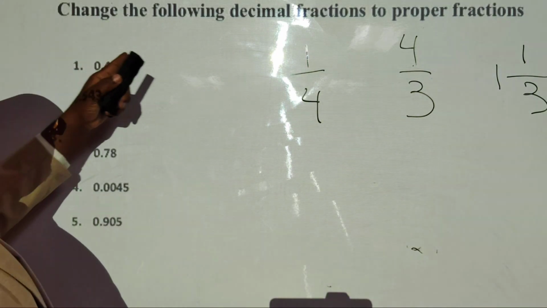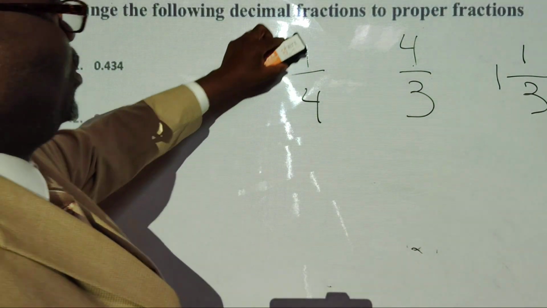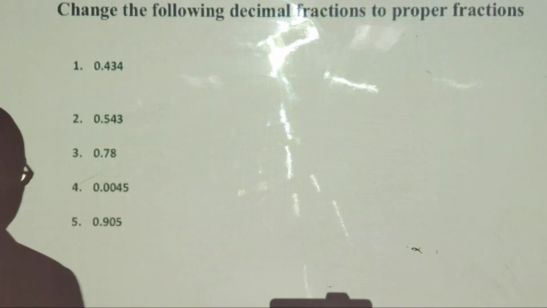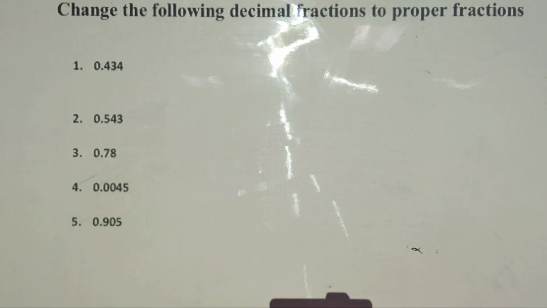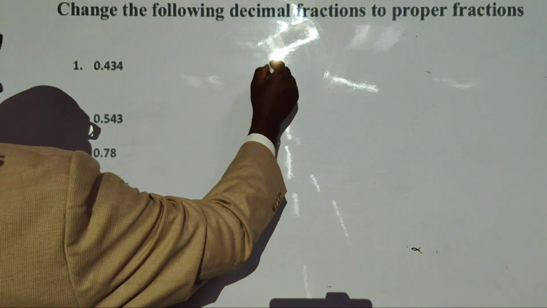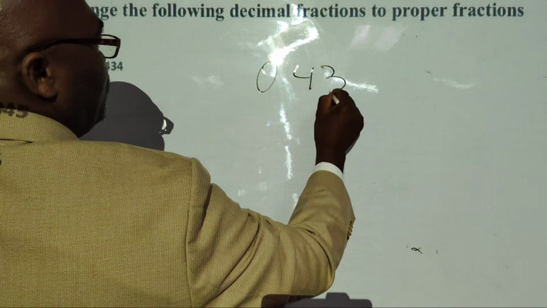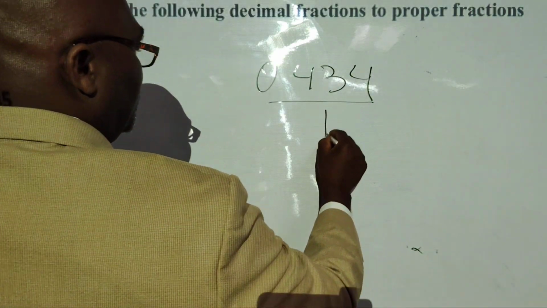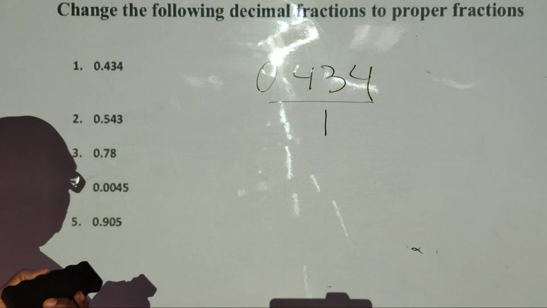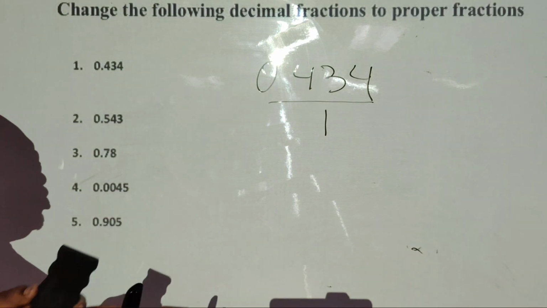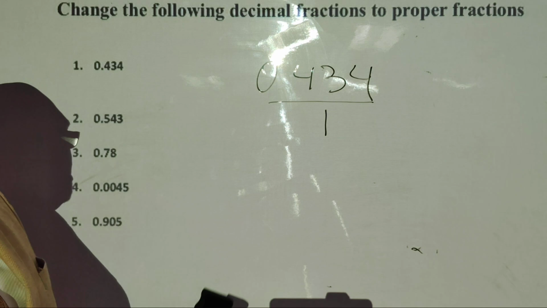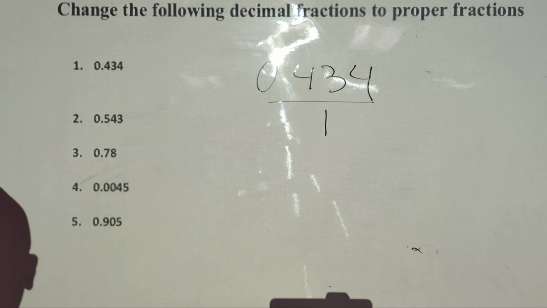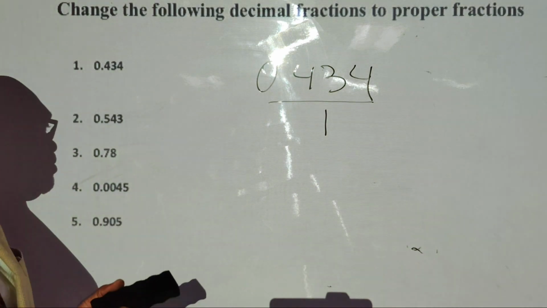So right here, we're going to change this decimal fraction to a proper fraction. Any fraction can be written as a decimal fraction. I want you guys to understand that. The easy way to do it: you have 0.434. The first thing to do, go ahead and put 1 underneath. Make sense? Why? Because we are trying to express it as a fraction. Any number divided by 1 gives you the same number, so you shouldn't worry about that one.